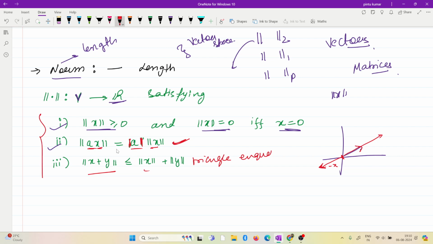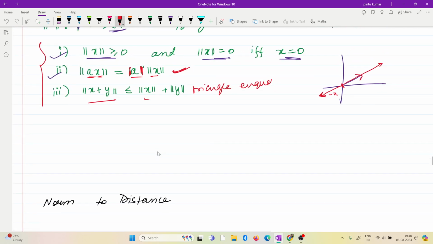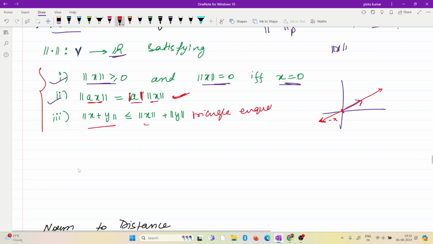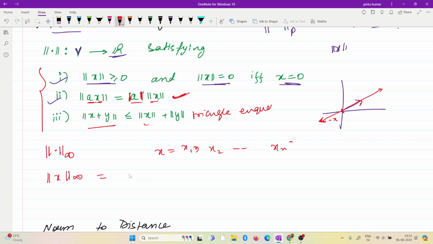If you can define a function which satisfies these 3 properties, you can define your own norms. Or there are many existing norms in the literature too. 3 we discussed. One norm that I didn't discuss last time, I want to discuss, is called the infinity norm. Let's say you have a vector of the form x1, x2, up to xn. The infinity norm of x is given as the maximum of x1, x2, up to xn. This is your infinity norm. This is also useful sometimes.